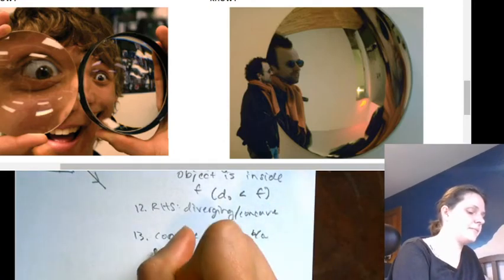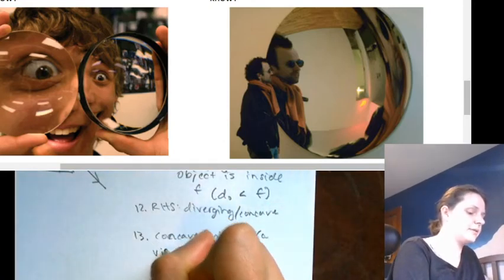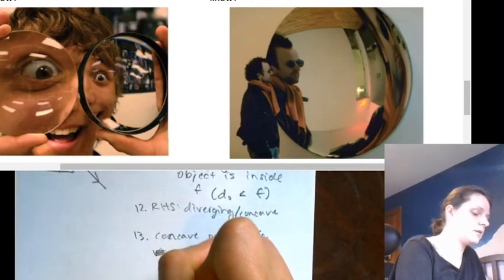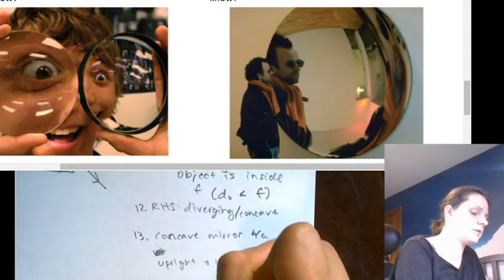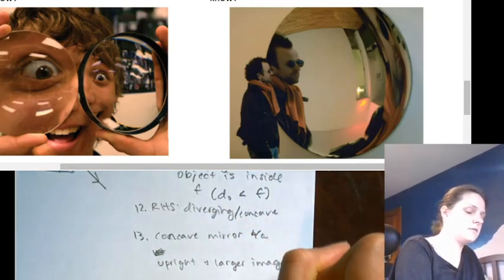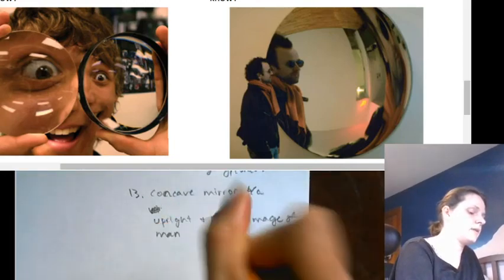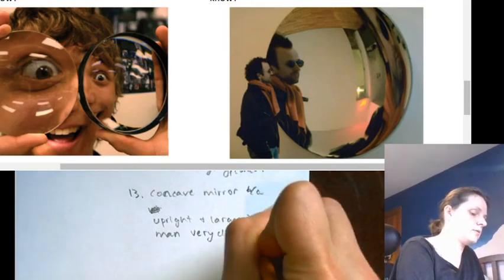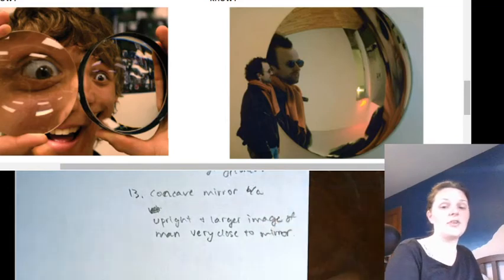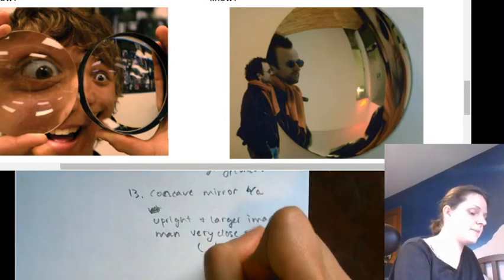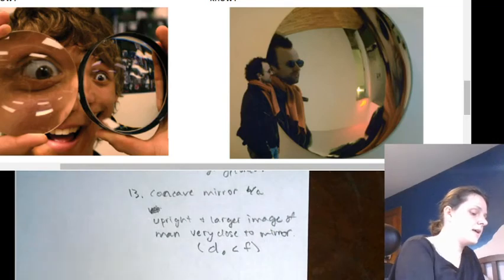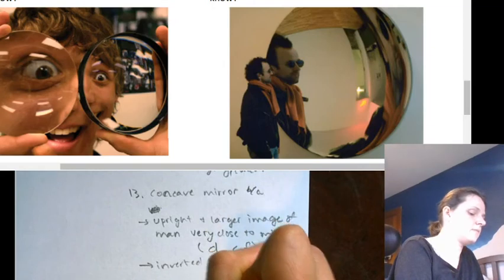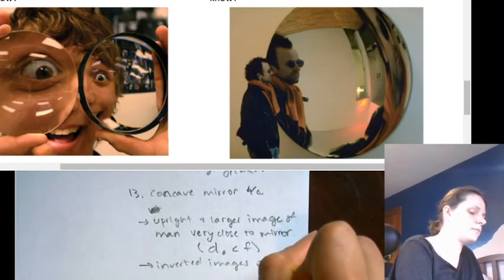because we see a virtual, well, we don't know that it's virtual, so I'll stop with virtual, but we see an upright and larger image of the man, very close to the mirror. And since he's very close to the mirror, the reasonable assumption here is that the object is inside the focal length. And we see inverted images of the room in the distance.